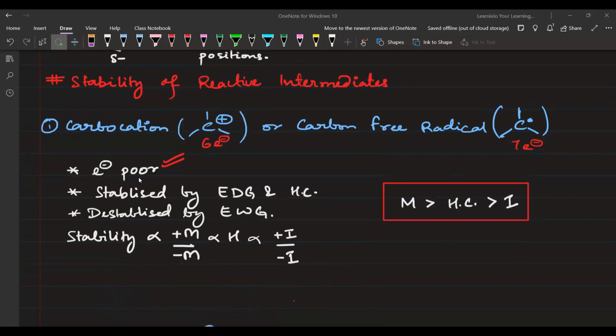Yes, sir. Okay. Please copy this down. Stability of reactive intermediates. So you can also see that if you have something electron deficient, then plus things are going to stabilize it, ना. Plus M will stabilize, plus I will stabilize, minus M is going to destabilize it, minus I is also going to destabilize it.